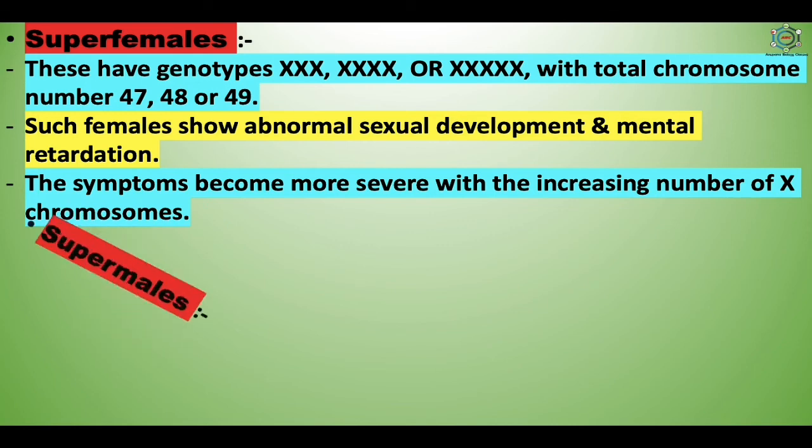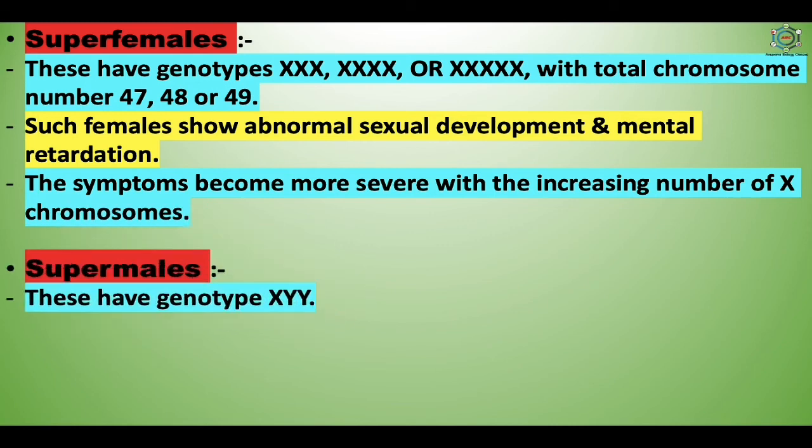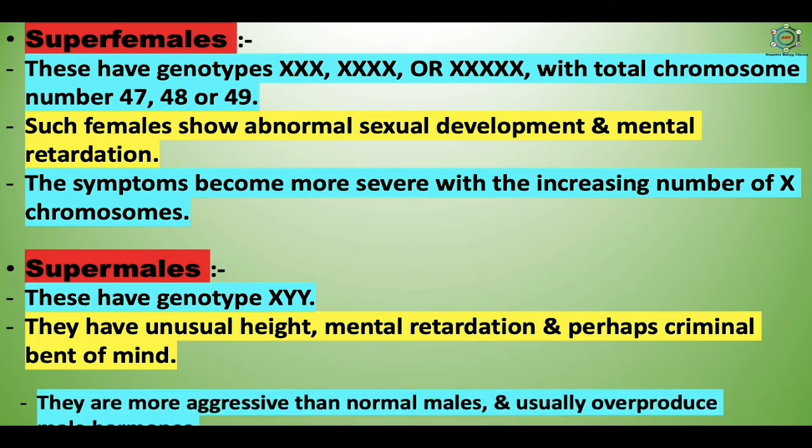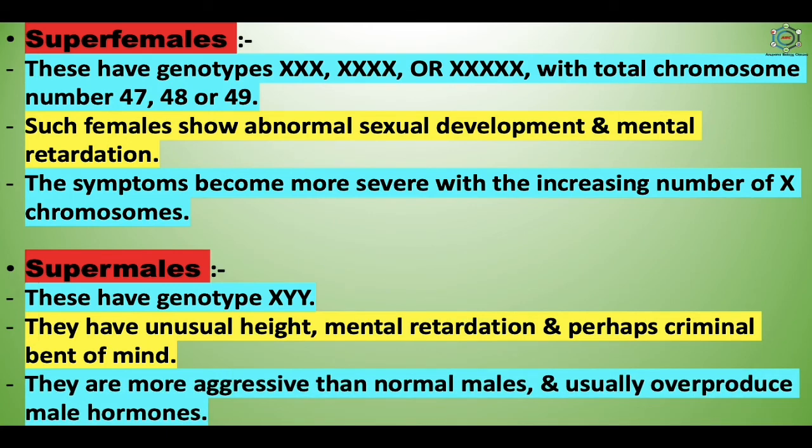Now, what are super males? These have genotype XYY condition. They have unusual height, mental retardation, and perhaps a criminal bent of mind. They are more aggressive than normal males and usually overproduce male hormones.